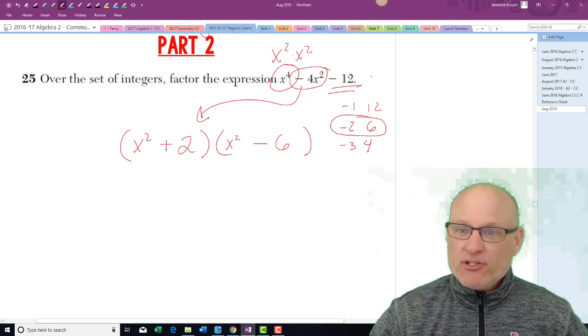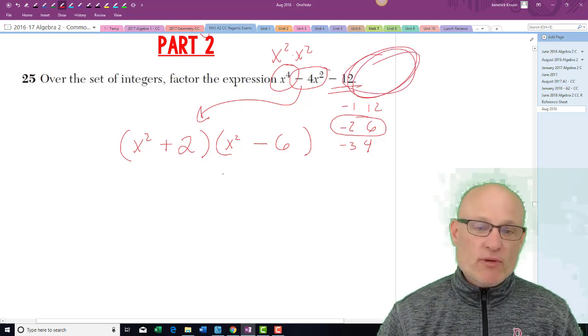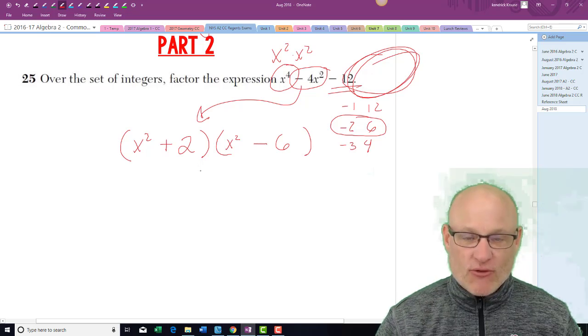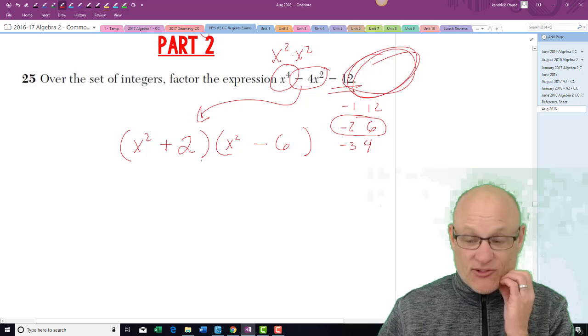It's just joking. But do you see any equals 0 here? No, but we had so many kids this year decide to try to solve this. It just says factor it. It doesn't say solve it. Doesn't say solve for x.